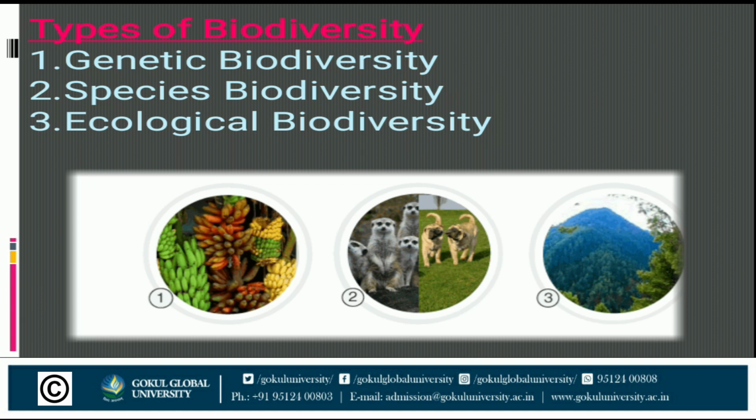Now, third is ecological biodiversity. Ecological biodiversity is a collection of living and non-living organisms and their interaction with each other. Ecological biodiversity refers to the variation in the plant and animal species living together and connected by food chains or food webs. It is a diversity observed among the different ecosystems in a region, like desert, rainforest, mangroves, etc.